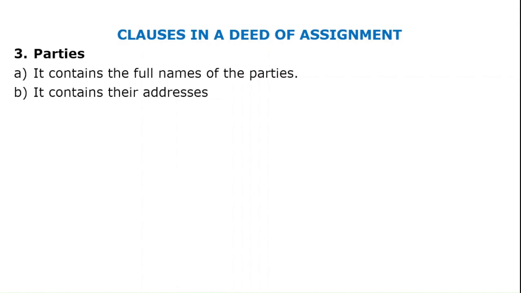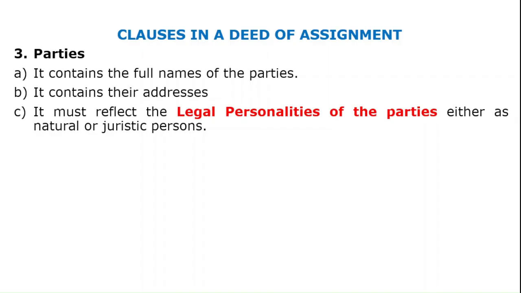So you must ensure that you state the full address of the parties, that is the assignor and that of the assignee. Now, another very important aspect when it comes to drafting this party clause is that it must reflect the legal personality of the parties, either as natural or juristic persons. Now, this is the point where I believe the examiner really wants to test you if you've understood all that you have been taught in class.